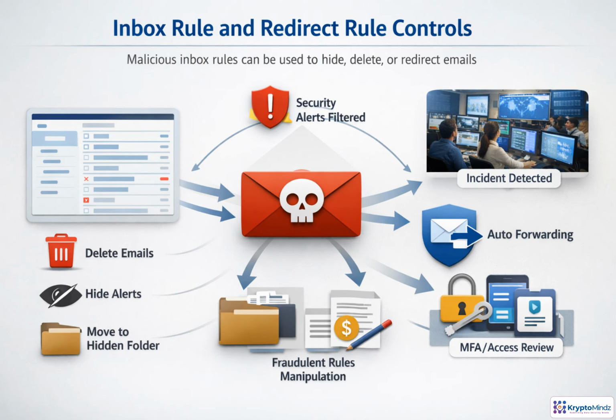Inbox rules are another common way attackers stay invisible and keep collecting value. Hunt for rules that forward or redirect mail outside the organization, delete messages, mark alerts as read, or move items into obscure folders. Pay special attention to keywords like password, invoice, wire, MFA, security, or alert. Timing matters as well. Rule creation shortly after suspicious sign-in activity is strong evidence. When you find one, remove the rule, reset credentials, revoke sessions and tokens, and review MFA and conditional access. Treat the rule itself as incident evidence, not just cleanup.